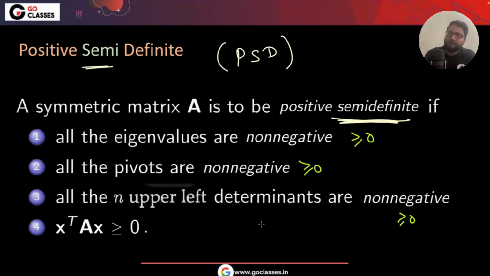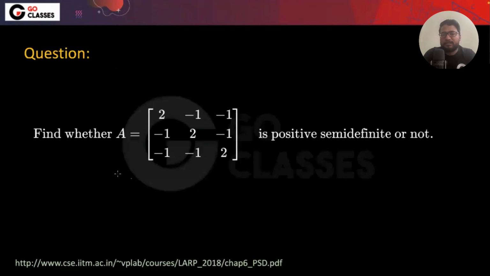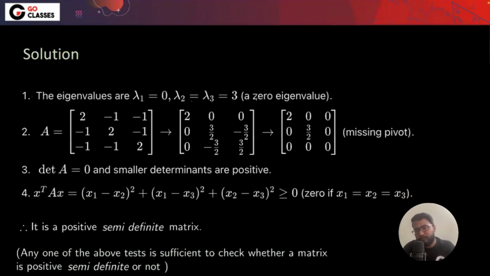For example, this is a question which I've taken from IIT Madras. They are saying, find whether this is positive semi-definite or not. You can apply any test. Let's quickly apply all of these tests, starting with the first test. If you find the eigenvalues, they are like these. Using this test, can you say it is positive definite? No, right? It is positive semi-definite, because it is having zero, so it is not positive definite.